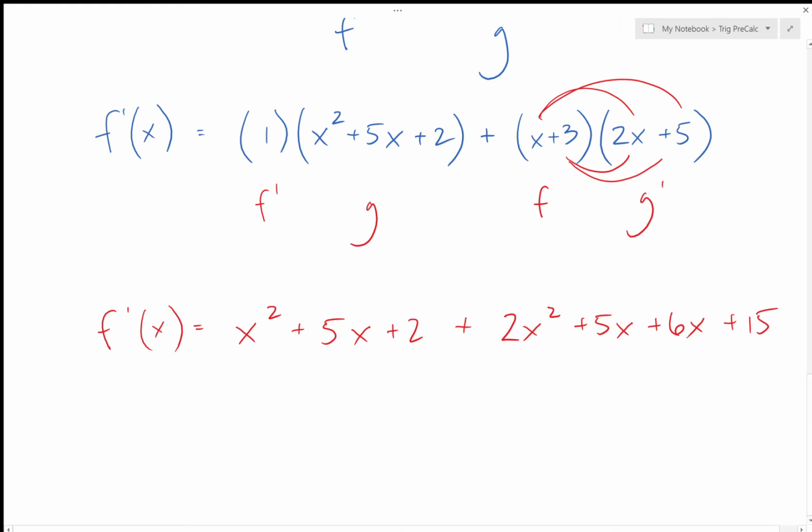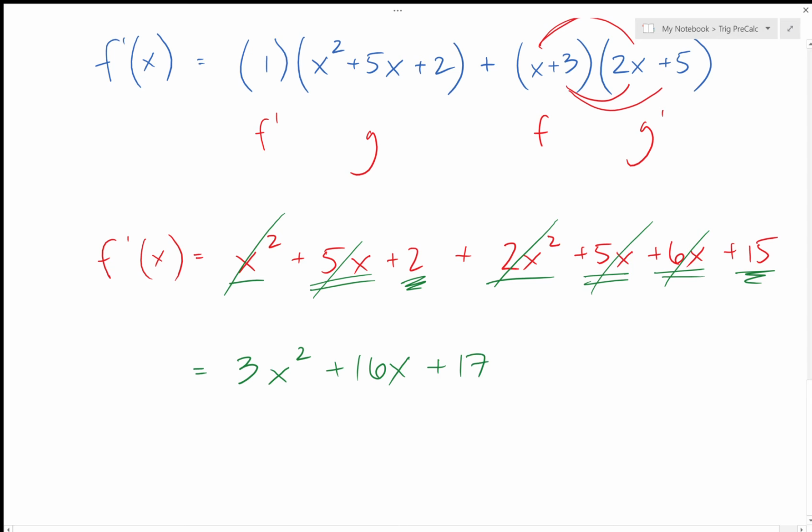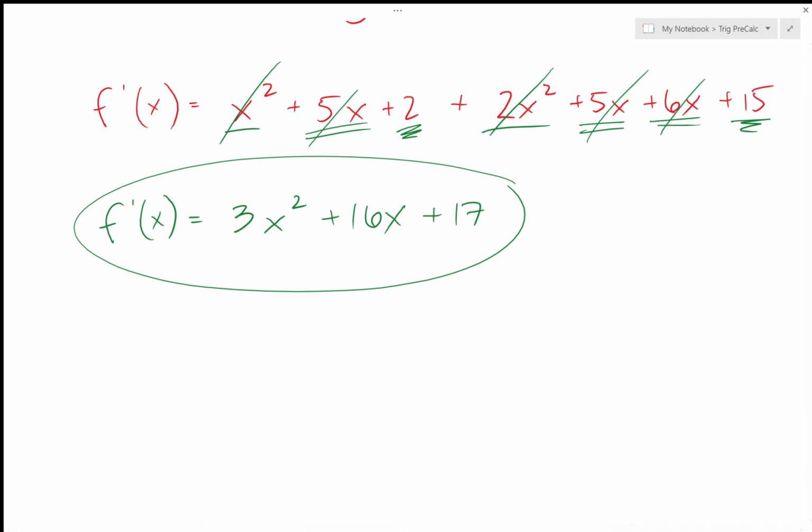So let's go ahead and simplify. Biggest exponent is x squared. I've got x squared and 2x squared, so that's a 3x squared. Cross them out when you use them. 5x, 6x, that's a 16x. And finally, a 2 and a 15 makes a 17. So the derivative of that original function, 3x squared plus 16x plus 17. So we had to take the derivatives of multiple pieces and then some of the regular ones. All right, let's see another one.